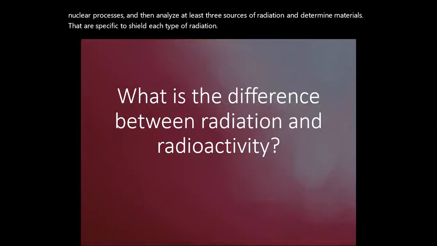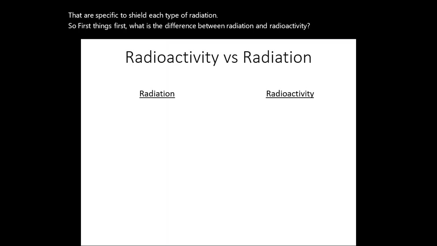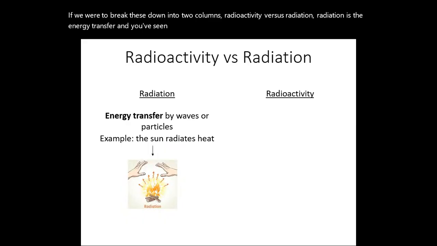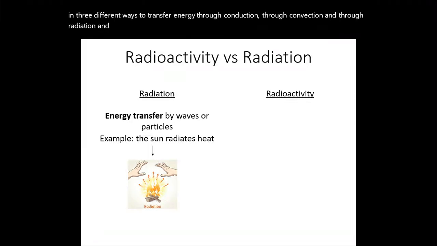So first things first, what is the difference between radiation and radioactivity? Well, if we were to break these down into two columns, radioactivity versus radiation, radiation is the energy transfer. And you've seen that before in your physics class when you talk about the three different ways to transfer energy: through conduction, through convection, and through radiation. And we just got done seeing convection in the tectonic plates. So that's the energy transfer.